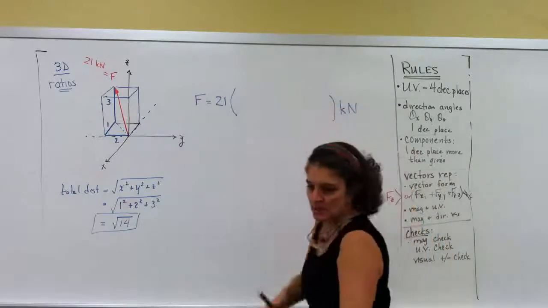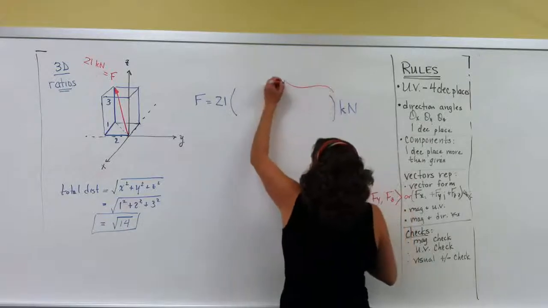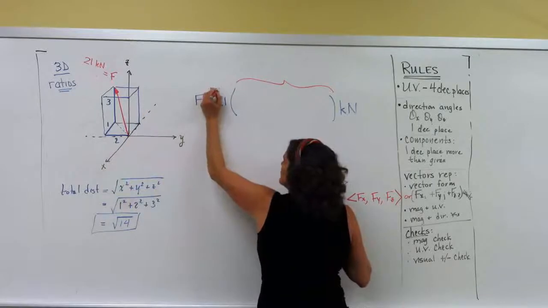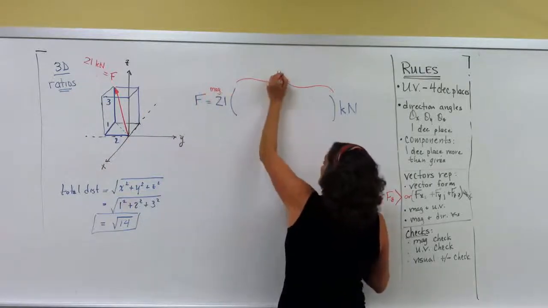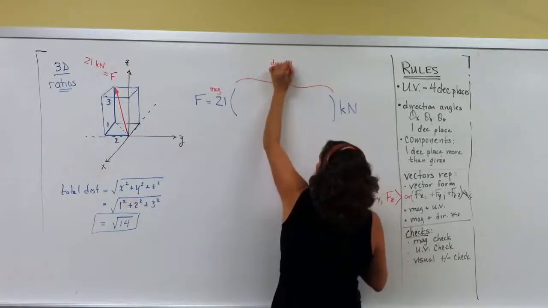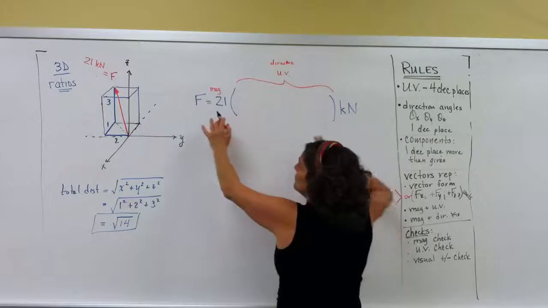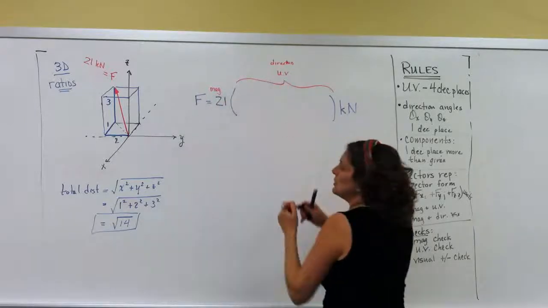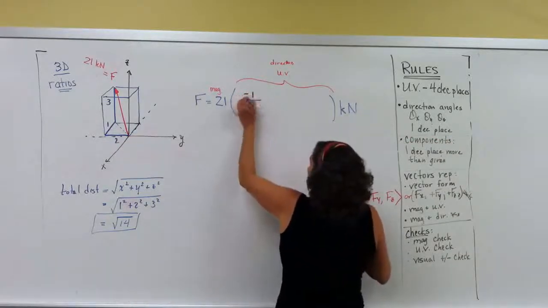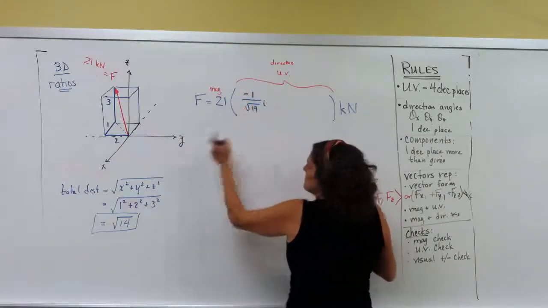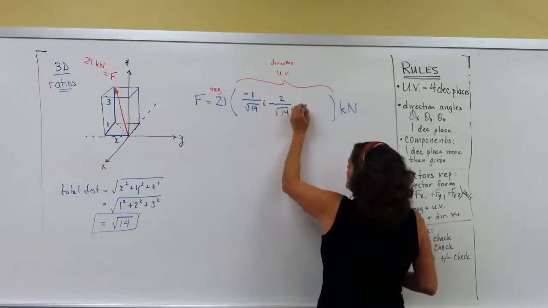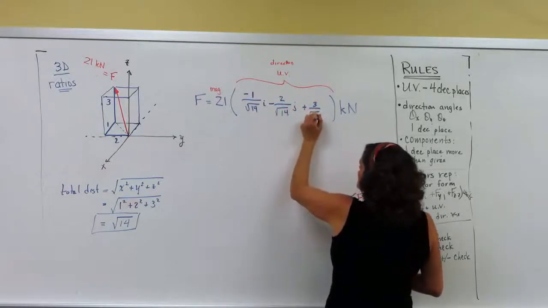And what does this part represent right here? The 21 is the magnitude of that force. What does this part represent? Our unit vector, our direction. Because we're dealing with vectors, we have to have a magnitude and a direction. So we said that in the x, it was -1 over radical 14 i, in the y, -2 over radical 14 j, plus 3 over radical 14 k.